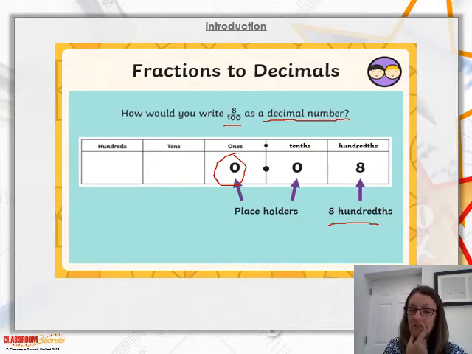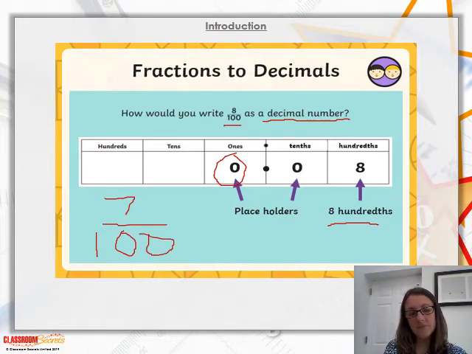I want you to think for a minute, how would you write 7 hundredths as a decimal? You can pause and do that. Hopefully you have recognized that it would be 0.07.